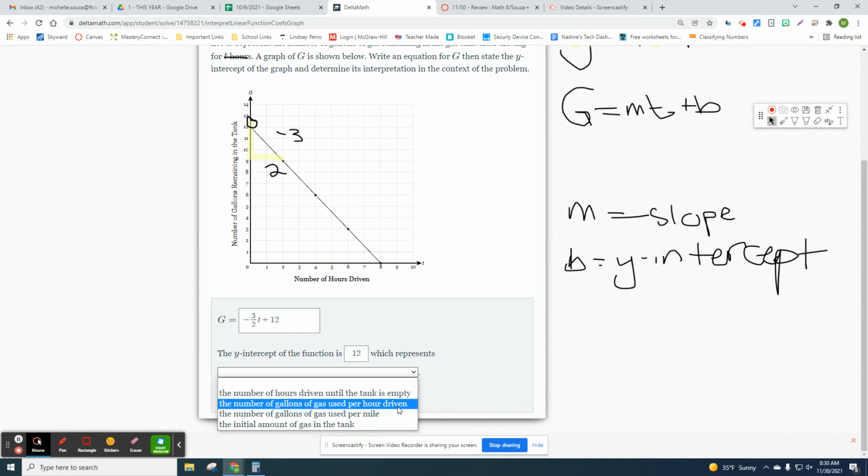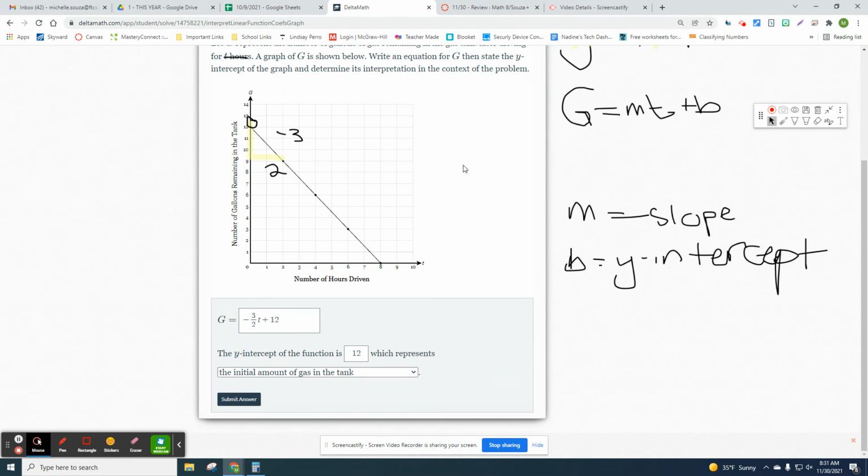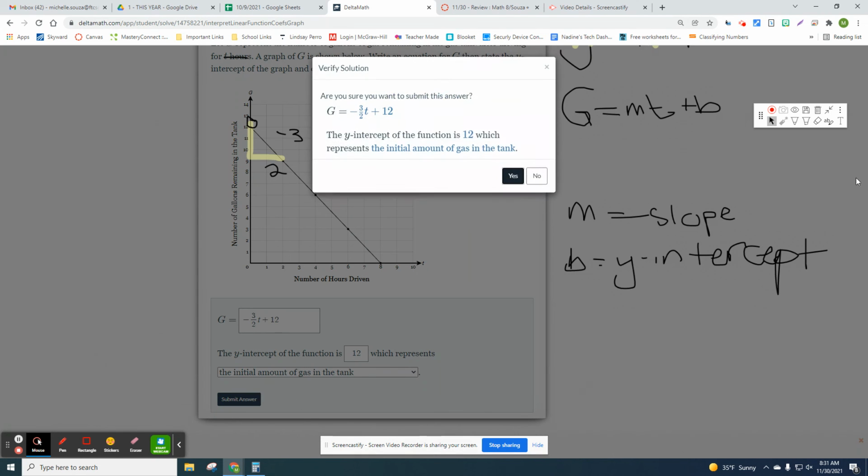The number of gallons of gas used per hour driven, did he use 12 gallons of gas for every hour he drove? No. The number of gallons of gas used per mile, well, first off, there is nothing in this graph talking about miles, and he didn't use 12 gallons of gas per mile. And last but not least, the initial amount of gas in the tank. Did he start with 12 gallons of gas in his tank? Yes. The y-intercept is always the starting point. Okay?